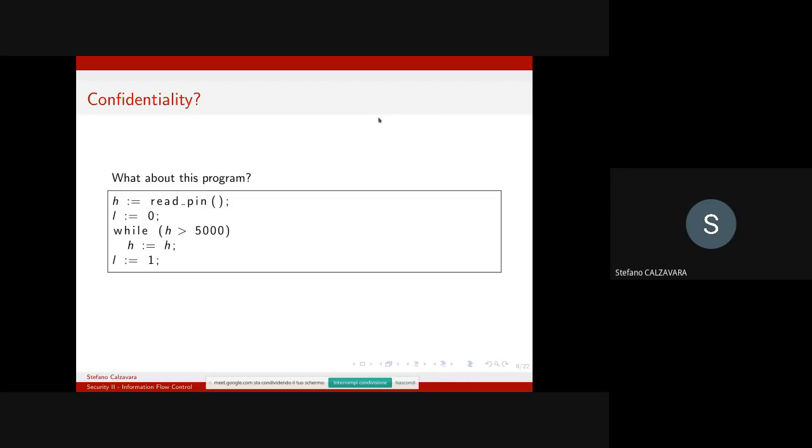Last example. Premise, this example does not contain any typo, so this is the correct program. What do you think about this program? Is it secure or not?